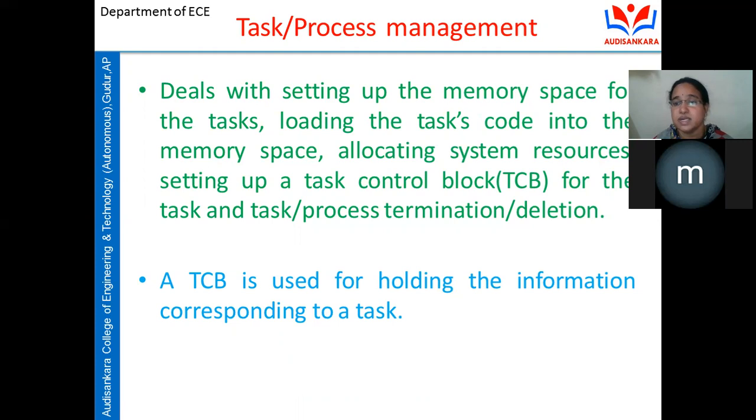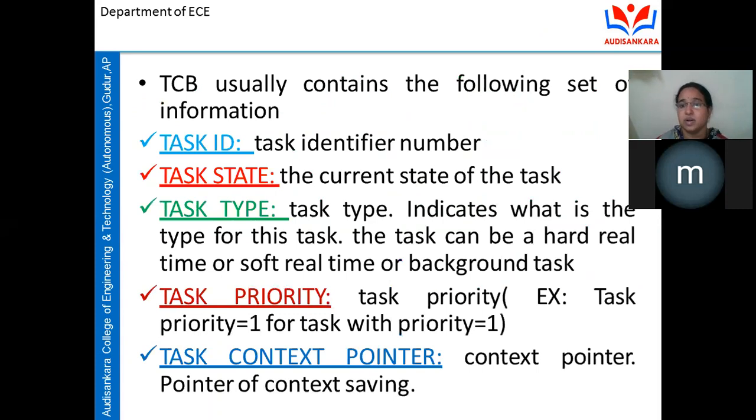Next, it will load the task code into the flash memory of the embedded system, allocate the system resources, and set up the task control block for the task or process. So what is this task control block and what are its contents? We'll discuss now. The task control block holds the entire information regarding the task. The entire information regarding the task is maintained by the task control block.